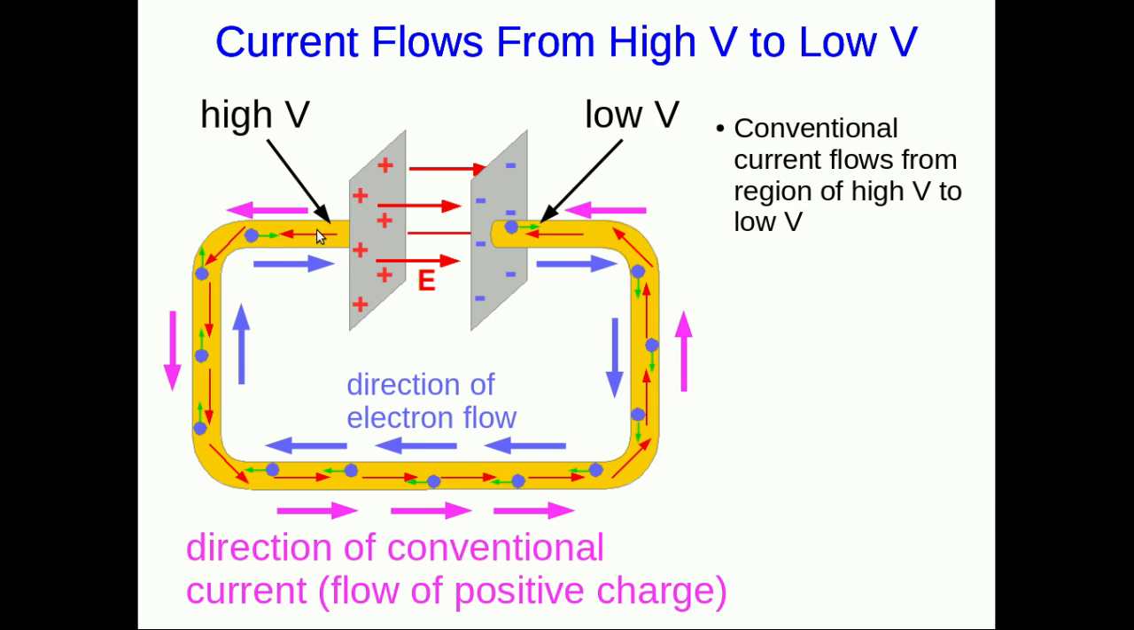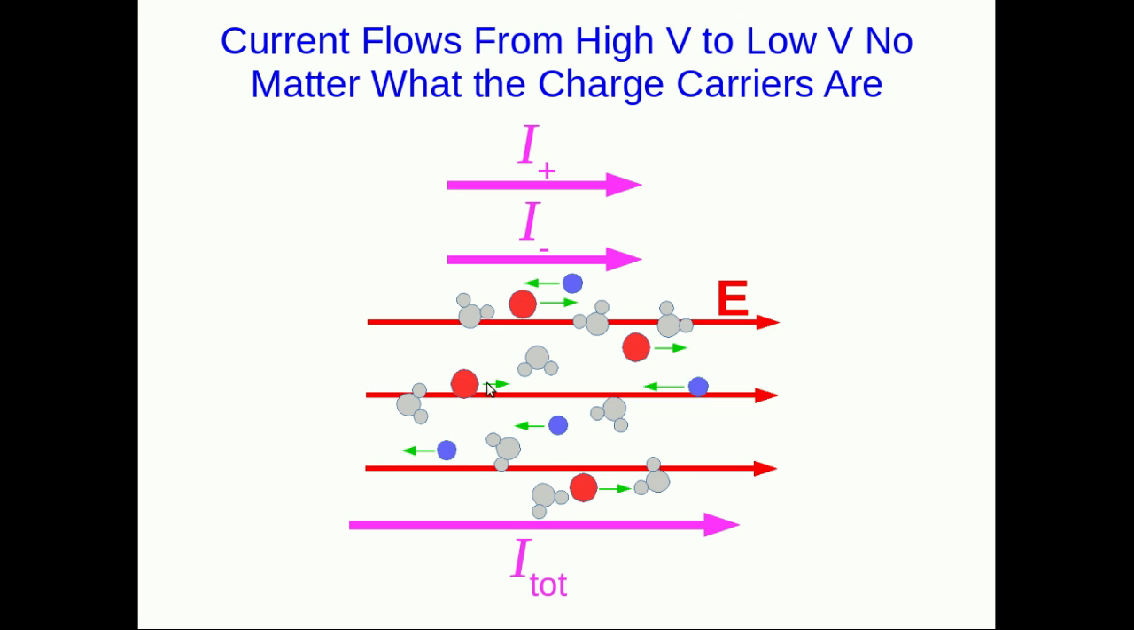Also note, the electric field points from high potential to low potential. We've seen that in the previous unit. And so that means conventional current always flows in the direction of the electric field. Note that this works whether you're talking about a wire, a metal, or anything else. So it happens this way no matter what the charge carriers are.